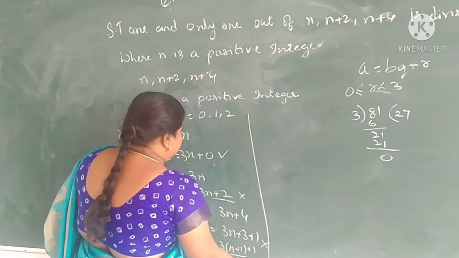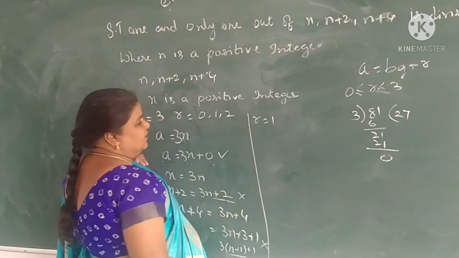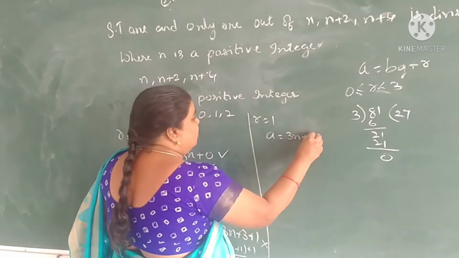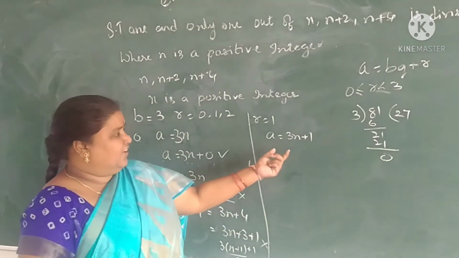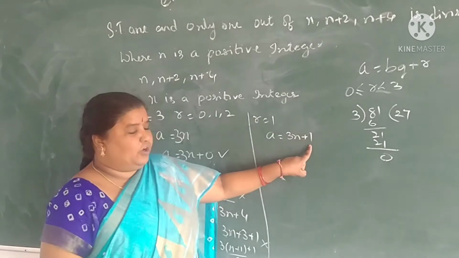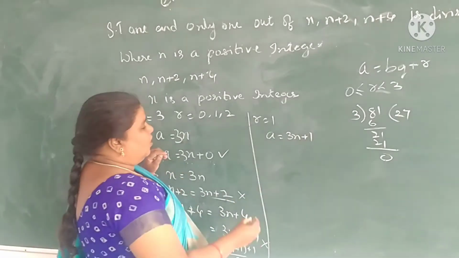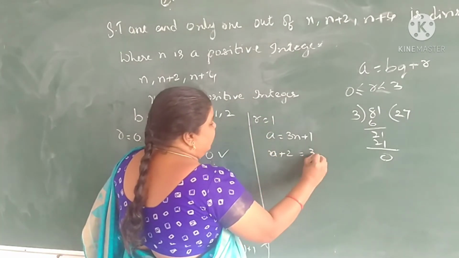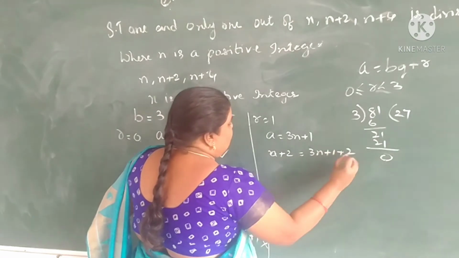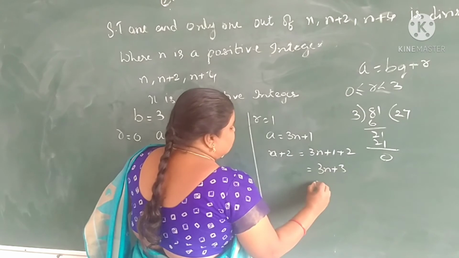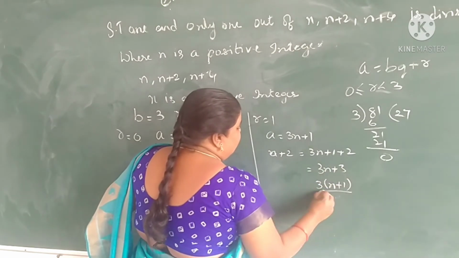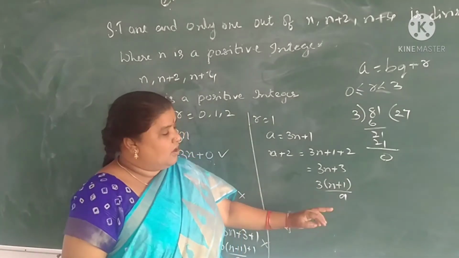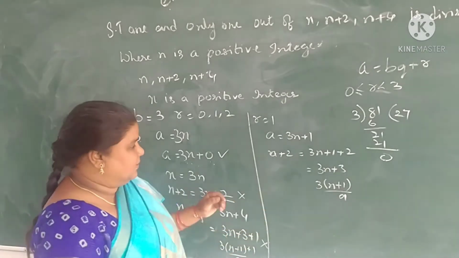Now in case 2, r is equal to 1. So a is equal to 3n plus 1, and by seeing this we can say that the remainder is 1, so it is not divisible by 3. Now for n plus 2: 3n plus 1 plus 2 becomes 3n plus 3. Taking 3 common, 3(n plus 1). If you take n plus 1 as some a, it is 3a, which means it is divisible by 3. We are getting no remainder, so it is divisible by 3.